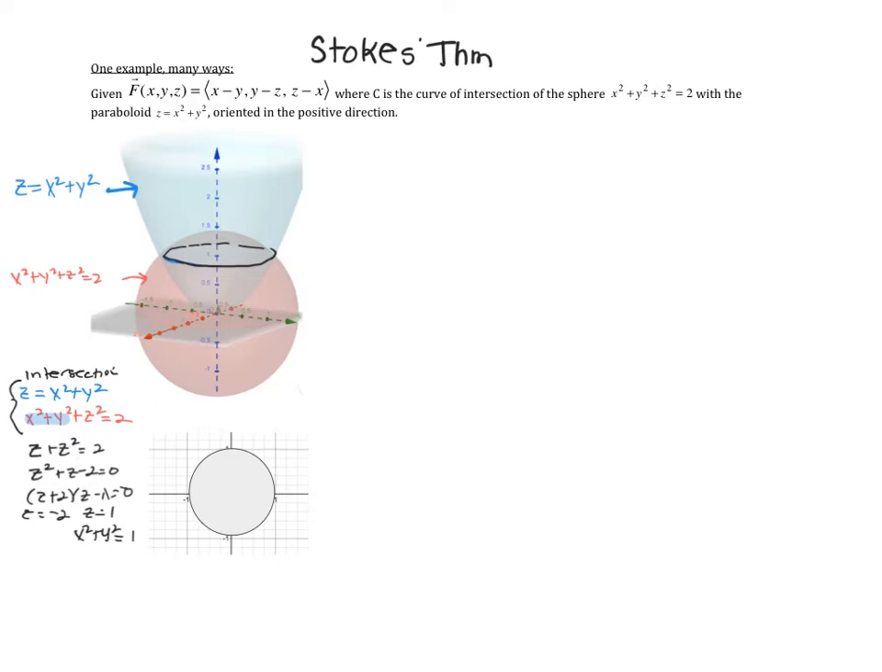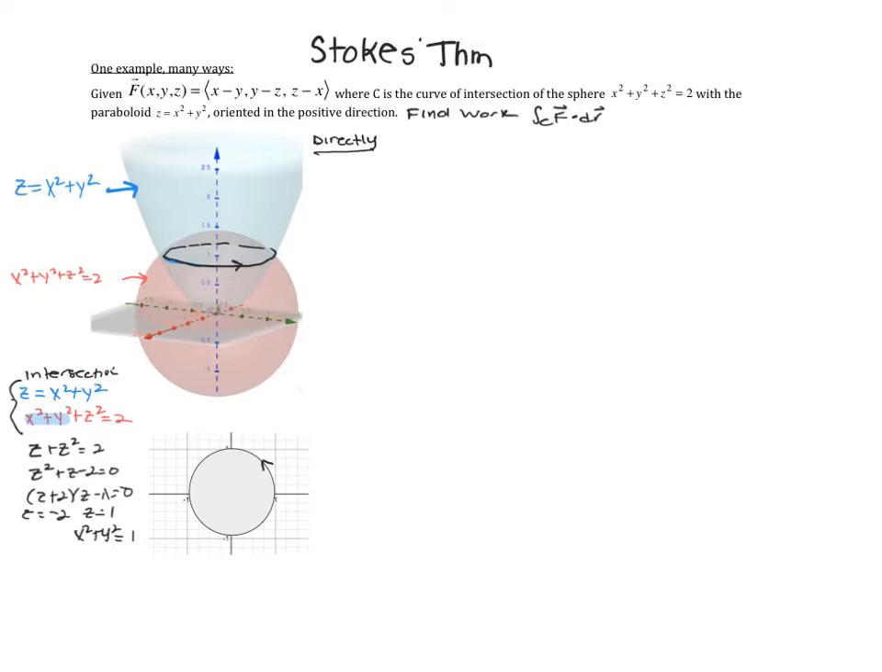Okay, so C is the curve of the intersection of those two, oriented in the positive direction. If I look down from above, that's counterclockwise. So here is what we've got. Now, I didn't actually ask a question here. I want to find the work. I'm going to do that a bunch of different ways. First of all, just as a quick review, directly.